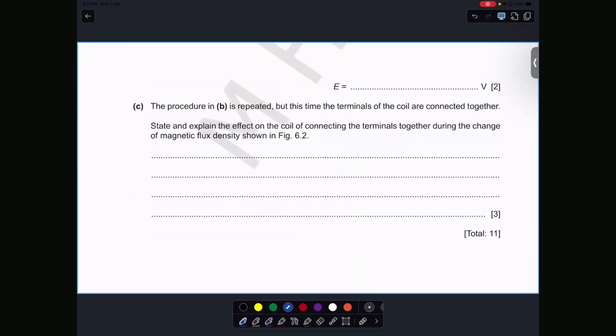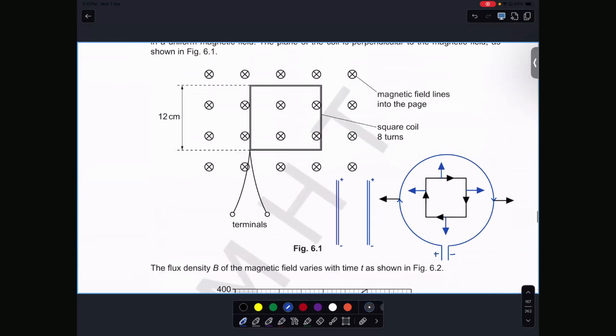with the terminals connected, state and explain the effect on the coil. So first you have to say the terminals are connected, so because of the EMF induction what will be generated in the coil? A current. So there'll be a current in the coil because of the current, regardless of which way the current is. ওরা বলছে effect on the coil, so can we find the current here?